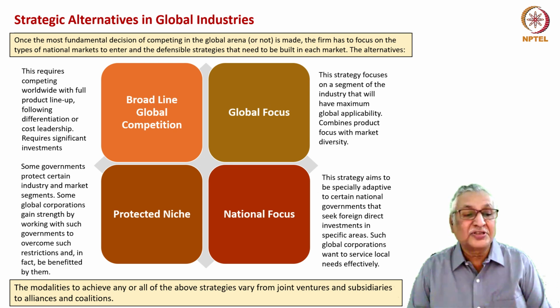Some global corporations gain strength by working with such governments to overcome such restrictions and, in fact, benefit from them. Information technology, cybersecurity, cloud, and artificial intelligence are areas of interest for the Indian government. Global technological companies can indeed work with these sectors along with the Indian government and help in the globalization of the Indian industry.